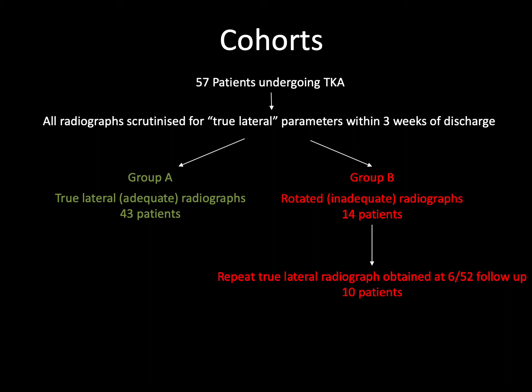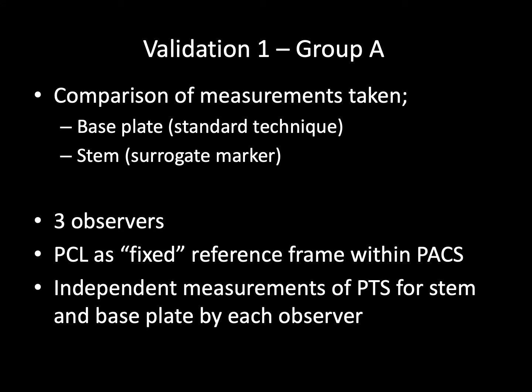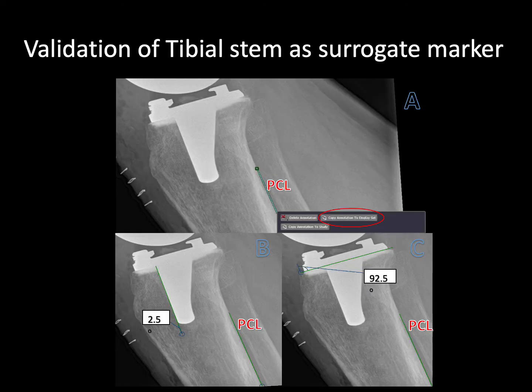These then had repeat true lateral radiographs obtained at 6-week follow-up, which formed a cohort of 10 patients due to loss to follow-up because of COVID. To validate the tibial stem as a surrogate marker, we compared measurements taken using the base plate, which is a standard technique, to the measurements taken using the stem with 3 observers and using a fixed reference frame, which is the posterior cortical line of the PCL within PACS. These measurements were taken independently for each measurement of PTS for the stem and base plate by each observer. The technique which is demonstrated here.